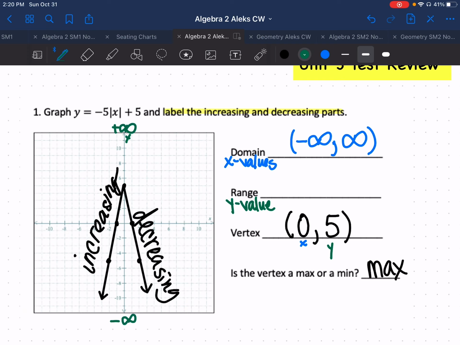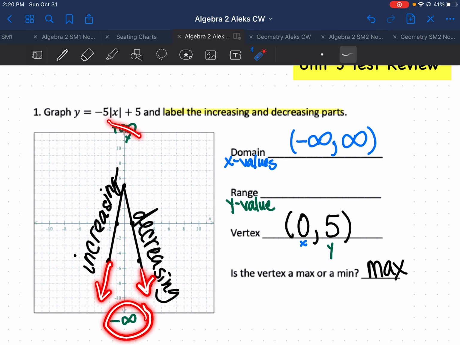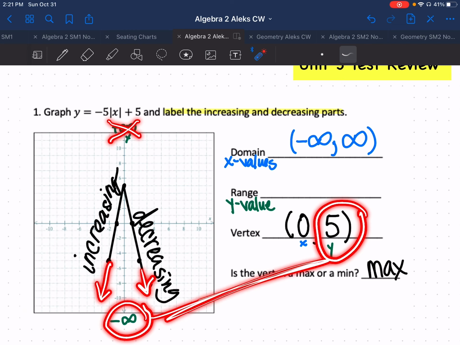Watch your graph. Now, what's going to happen is you just want to look at the arrows of your graph. That's why it's so important to put the arrows on, because the arrows are going to tell you which infinity to use. Notice that my arrows are both pointing towards -infinity. So for my range, I want -infinity, not positive infinity, and I want the y value from my vertex. That's it. There's my vertex, there's my range.